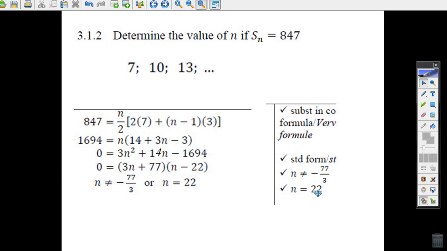And looking at this memo is kind of interesting. They want you to make the statement that one of the solutions isn't true. But for me, if you found that n is 22 and the other one is negative, so it's not going to work. But anyways, there you go.